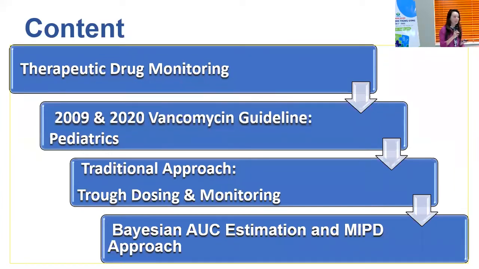Then I'll explain a little bit how we focus on the trough for the traditional dosing and how we're moving towards Bayesian. I want to really emphasize Bayesian because that's a very new concept for clinical pharmacy everywhere around the world. And MIPD is essentially precision medicine. It's essentially a Bayesian approach this time.